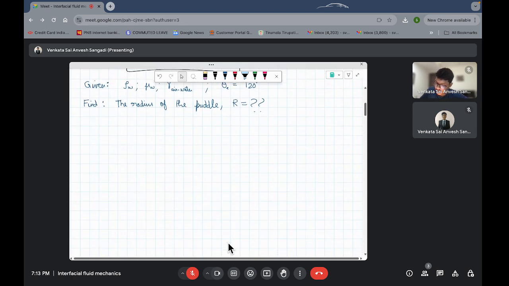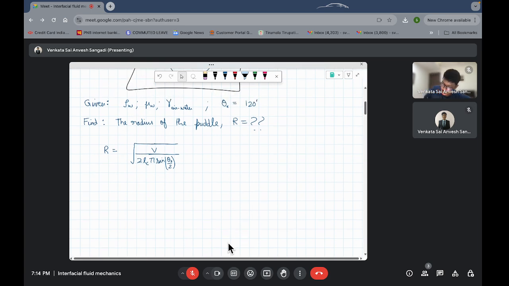From the notes and as shown in the lectures, the formula for the radius of the puddle is given as R equals under root V by 2 LC pi sine theta e by 2. Also, I forgot to mention here, the volume V is given as 1 liter, which is equal to 0.001 meter cube.